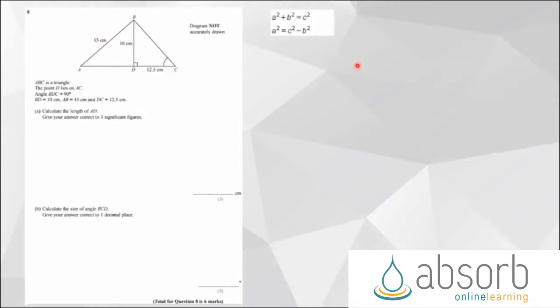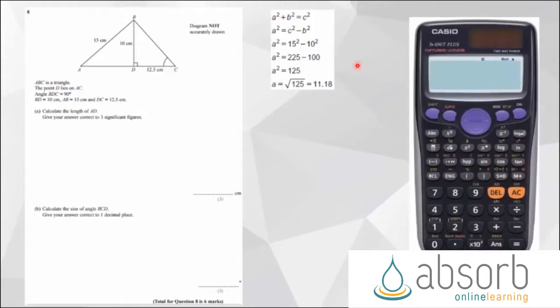Okay, so moving on, we put in the values: 15 squared minus 10 squared. That gives us 225 minus 100, which gives 125. We take the square root of that and we find that we get an answer of 11.18. Doing this on the calculator, you can see that we're going to use the square root button, which is this one here. If we type in 125 and press equals, we get 11.18. So it's this button here you use on the calculator to get square roots.